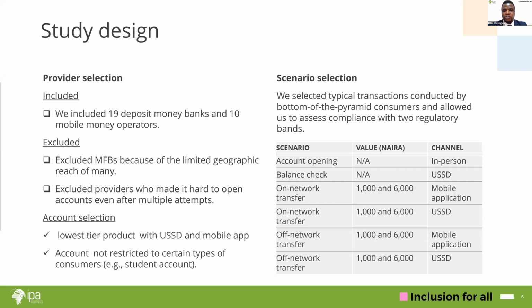Those kinds of accounts we excluded and just focused on those lowest tier accounts that would afford us USSD and mobile application usage. In terms of the scenarios that we did, our scenarios included opening up accounts, and this happened in person, doing balance checks via USSD, and then doing on and off network transactions of 1,000 and 6,000 naira via mobile application and USSD. So this is the general overview of the methodology that we used.